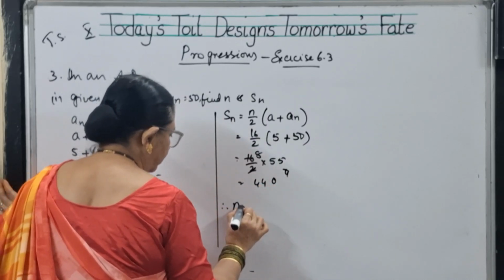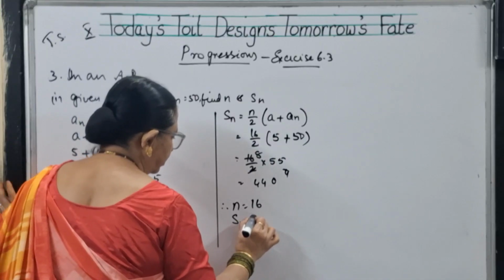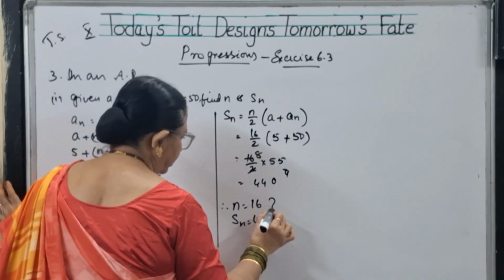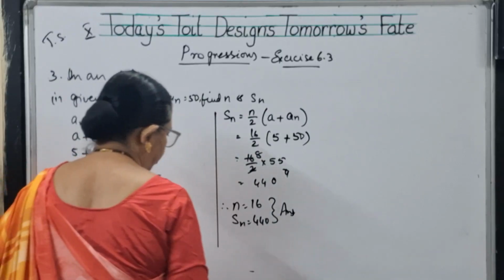So n is equal to 16. Sum to n terms is equal to 440. That is the answer for this problem, children.